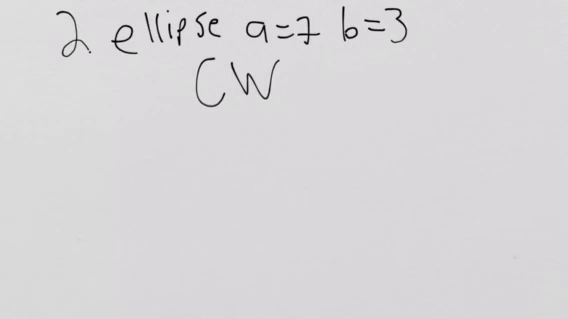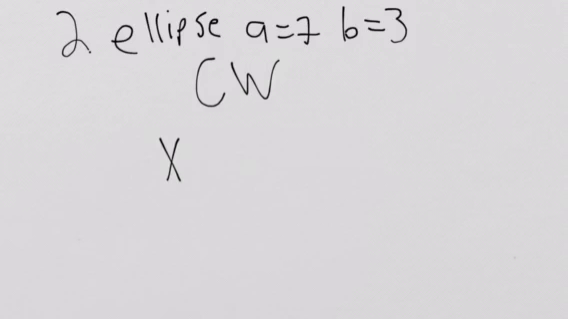Now we're doing an ellipse. This is number 2. And this just notation here, semi-major axis we usually call A with ellipses, and semi-minor we call B. So the semi-major axis is 7, the semi-minor axis is 3. And we know that this is going clockwise.